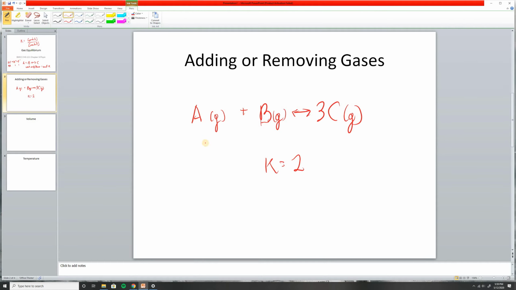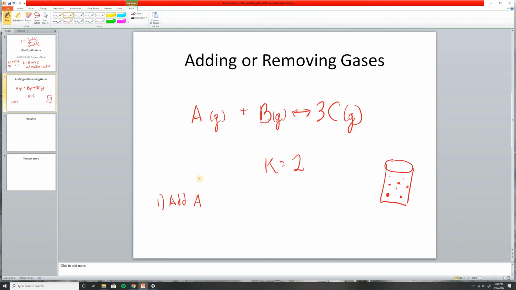Let's say we add gas A, right? If we, case 1, we're going to add A. If we add gas A, what's going to happen to the container? Remember that this is a container that has gas A, B, and C. So it's got a bunch of different gases, and they're all at equilibrium at an equilibrium pressure. So we want to think about it in terms of pressure.